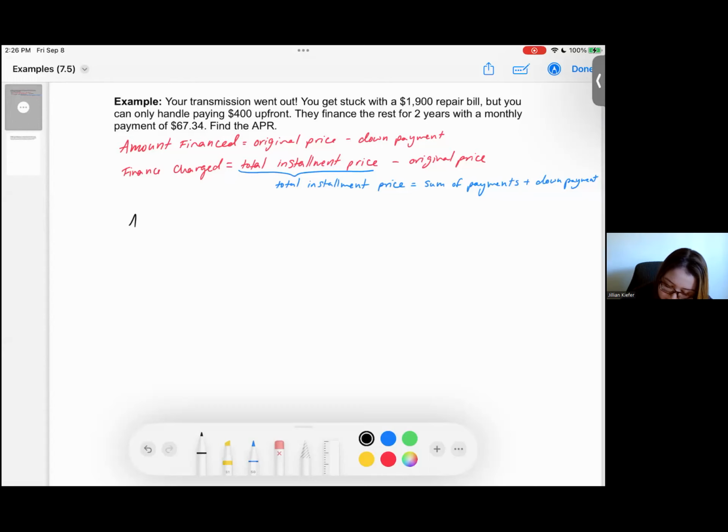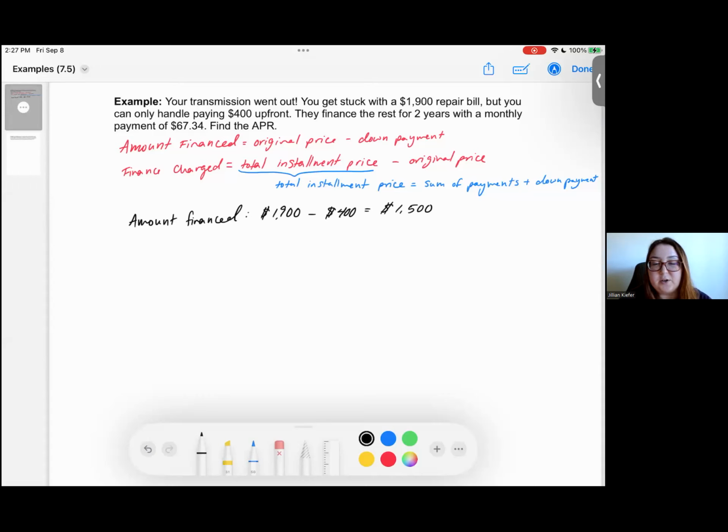So the amount financed in this case was $1,900 minus the down payment of $400. So we can do that fairly easily. 1,900 minus 400 ends up being 1,500. So our amount financed was $1,500.